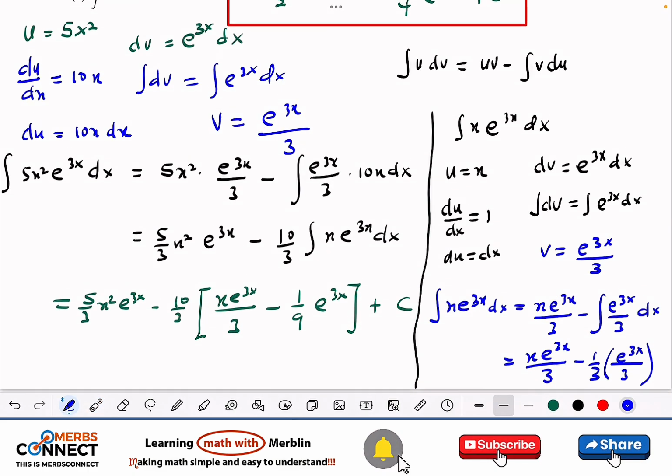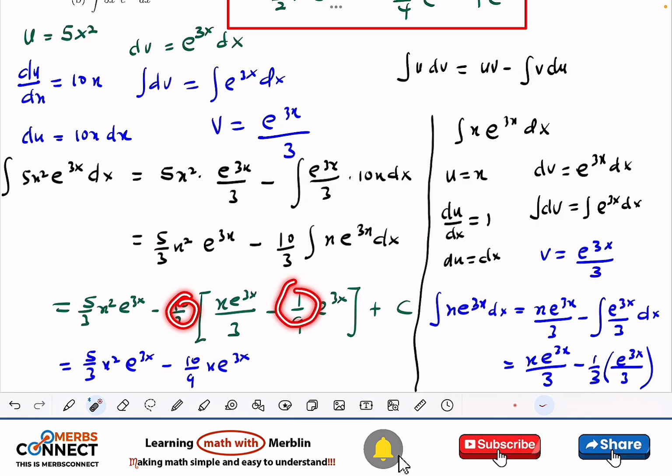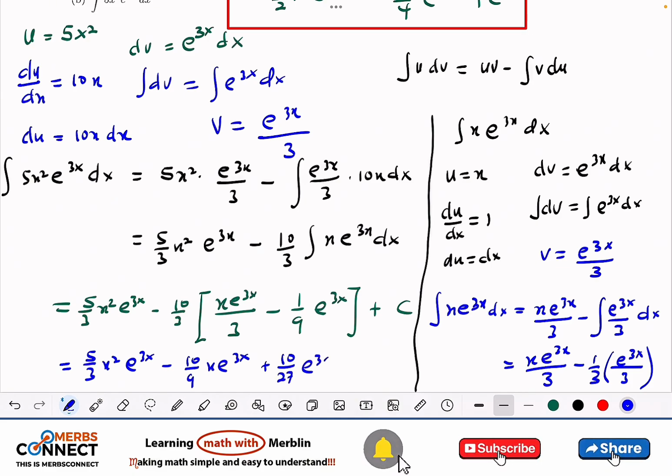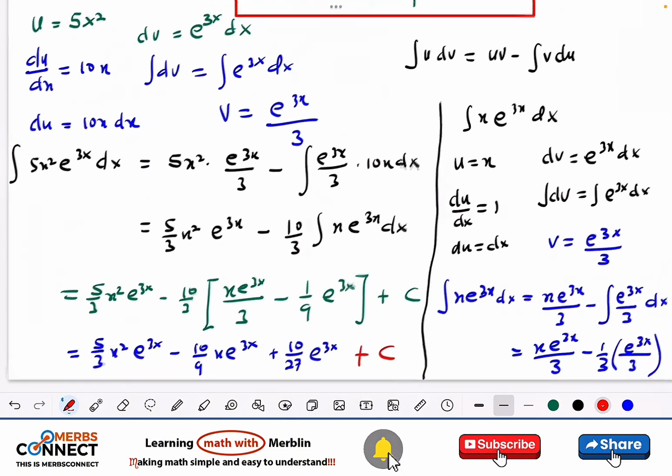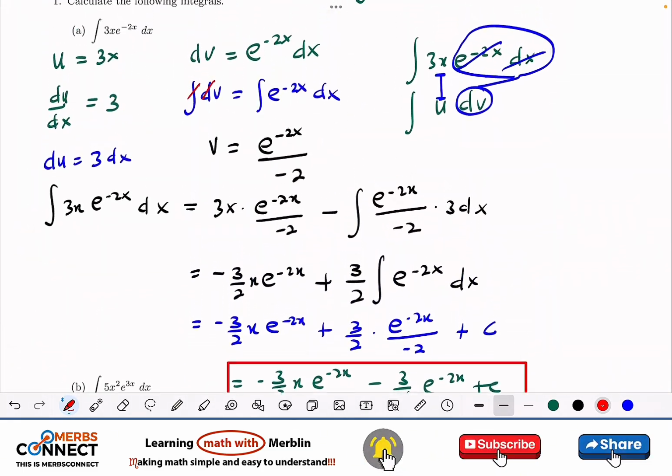So if I want to do my final simplification, I can just write this one as 5 over 3 x squared e to the power 3x minus, then I can multiply this by that, and I'm going to have 10 divided by 9 x e to the power 3x. Then I multiply this one by this. I'm going to have plus 10 over 27 e to the power 3x plus my constant c. So that's what I'm going to get with this integration by parts here. So that is integration by parts. Let's look at C.